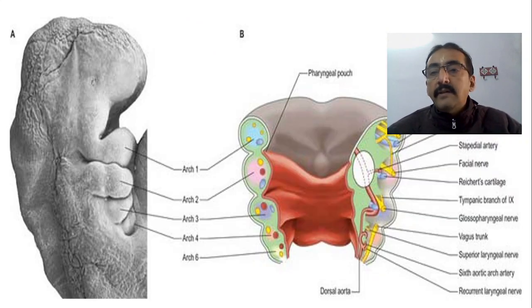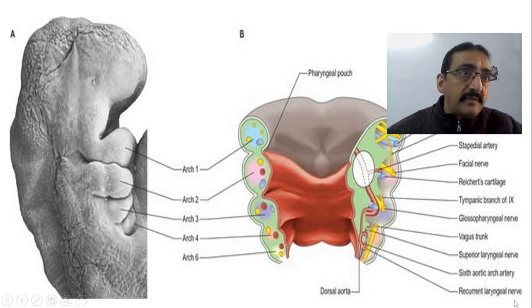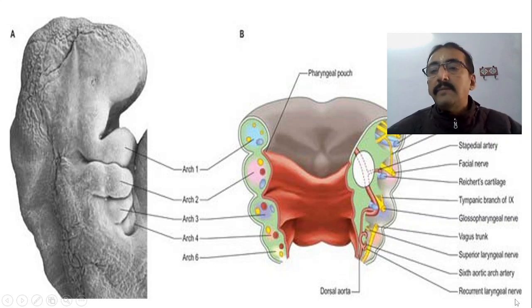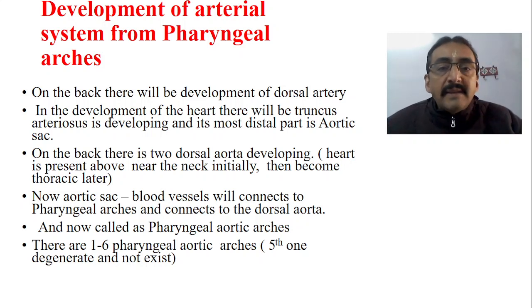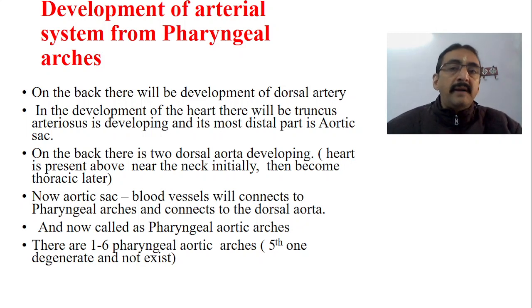Another picture shows the same thing here. From the same arches we will also have the development of different types of nerves, and related to that the different muscles, which we will see later. So now we will only concentrate on the arterial system. On the back there will be development of the dorsal arteries, and in the front there will be development of the ventral arteries.